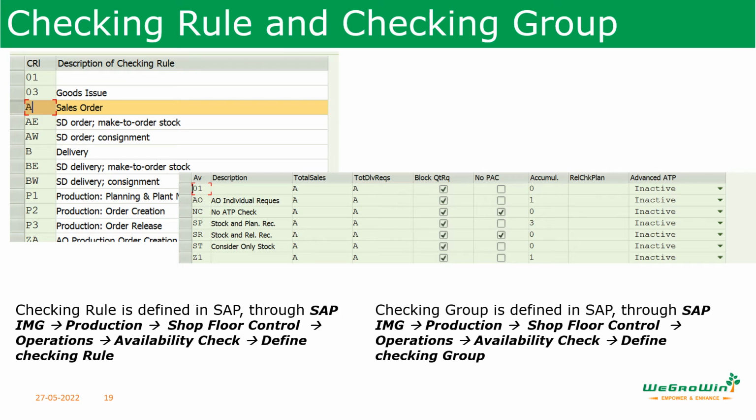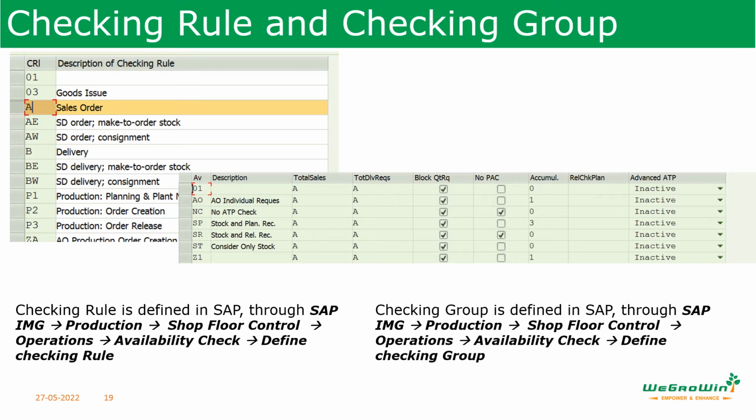How to accumulate the requirements. That is what is defined here in the checking group. So whether individual requirements or cumulative requirements are to be considered, or to block the material for other users' availability until the availability check is completed, or to accumulate requirement or confirmed quantities while carrying out availability check. And also the checking group is assigned to the material master in the MRP3 view.